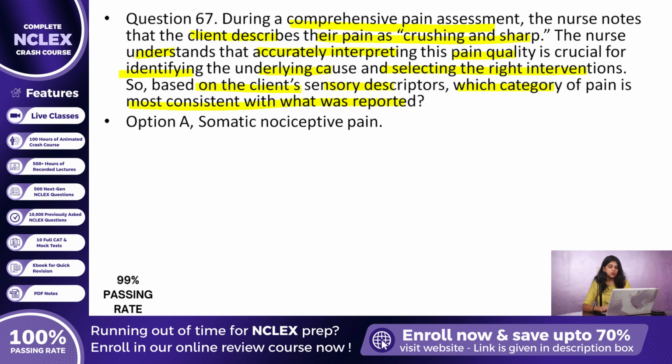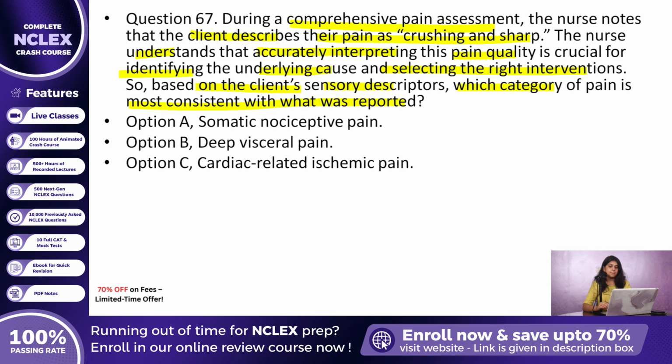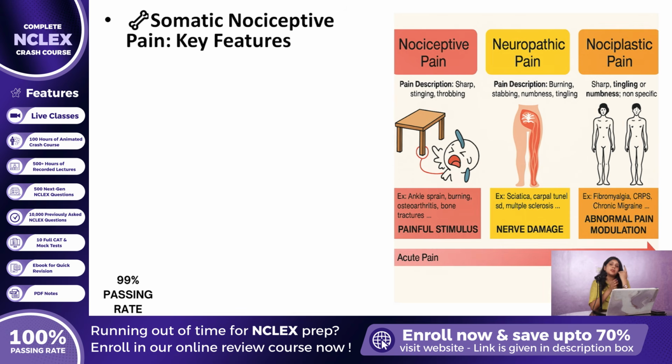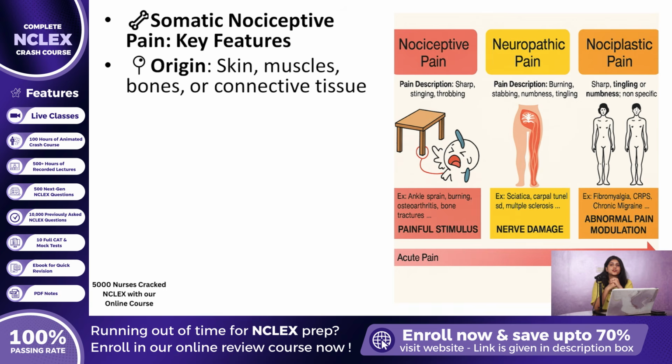Option A, somatic nociceptive pain. Option B, deep visceral pain. Option C, cardiac-related ischemic pain. Option D, neuropathic pain of central origin. And the correct answer is option A, somatic nociceptive pain. Here is the rationale. Somatic pain originates from the skin, muscles, bones, or connective tissue.